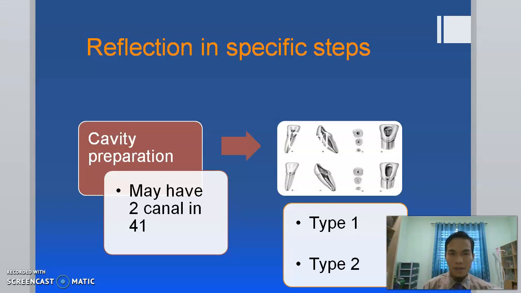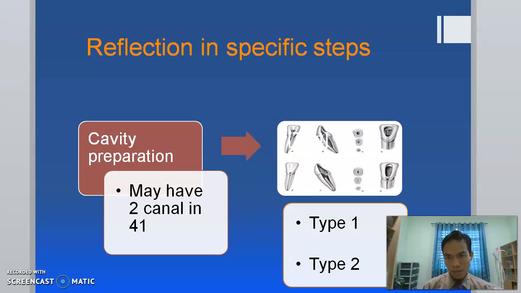For me, this reflection will give us much guidance to avoid many errors during the clinic. So my first reflection is cavity preparation. As we all know, from my reading, the mandibular incisors may have two canals in 41% of cases, and the root canal is a type 2 root canal classification with a single apical foramen.